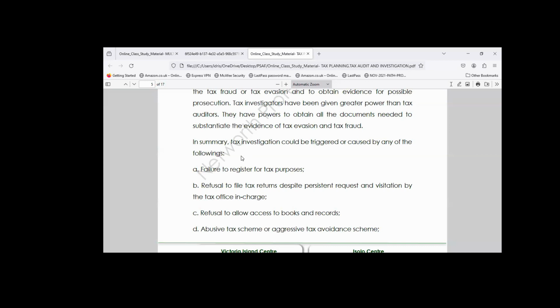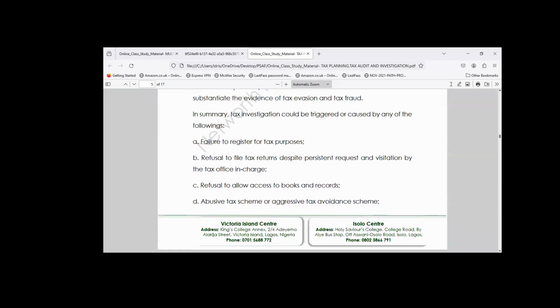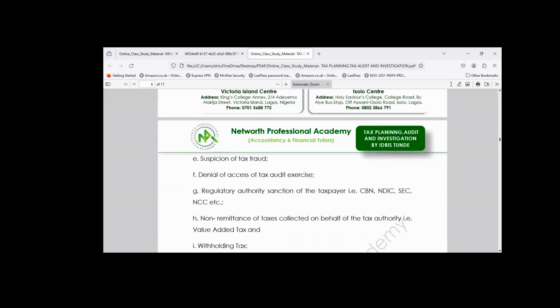It will result in tax investigation. It means you have something you are hiding. So that one can result into tax investigation. Abuse of a tax scheme: you are given a tax incentive, you now abuse it. It will result into tax investigation.